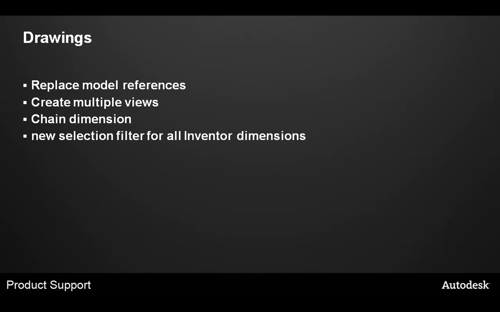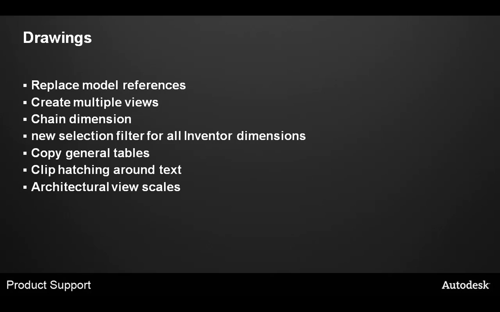There is a new selection filter to grab all the Inventor dimensions in one operation. You can now copy all table types to a different sheet and a different drawing. You can clip the hatch around the text, and we added architectural view scales as well.